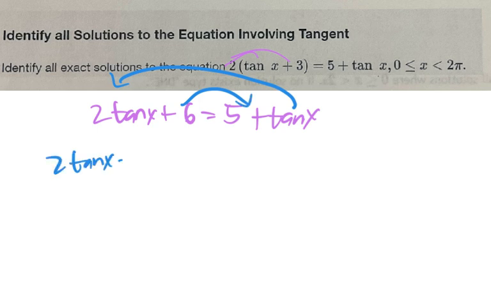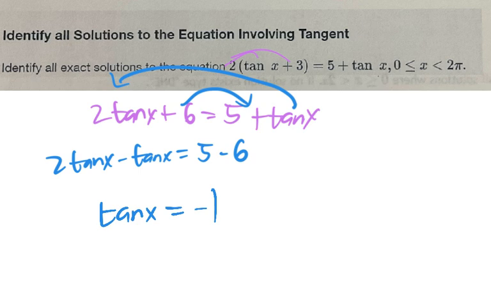2 tangent of x minus tangent of x equals 5 minus 6. That's just tangent of x equals -1. I was afraid my tangents were fixing to cancel out, but it didn't happen because of the 2. I didn't fully process that. Right, distribute. Just trust the process. Okay.